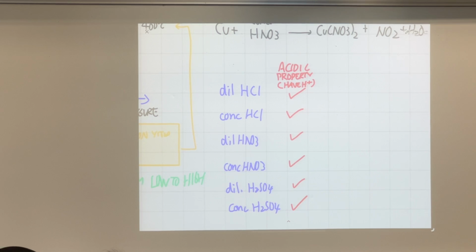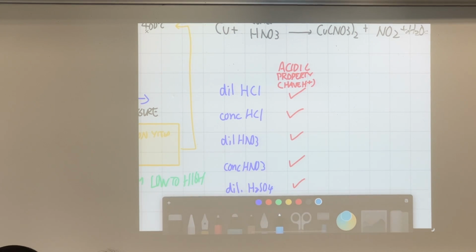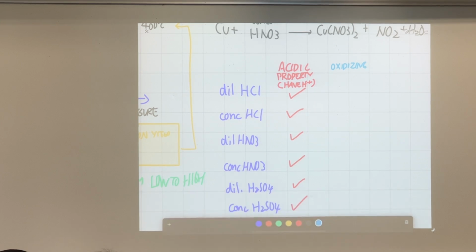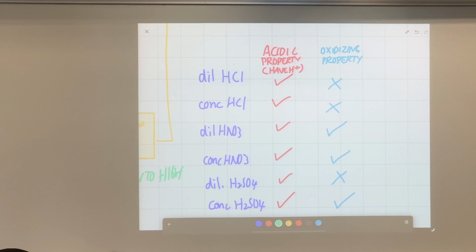The second property is oxidizing property. How many of these acids have oxidizing property? Actually, 3: conc sulfuric acid, conc nitric acid, and dilute nitric acid. The rest do not have oxidizing property. Finally, we have the dehydrating property. This you must know, all of you must know. Only conc H2SO4.